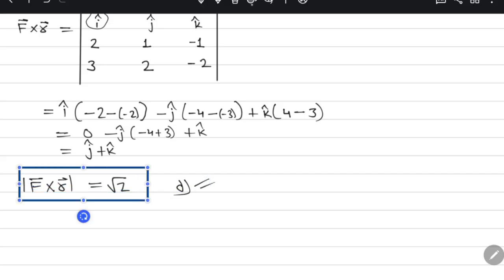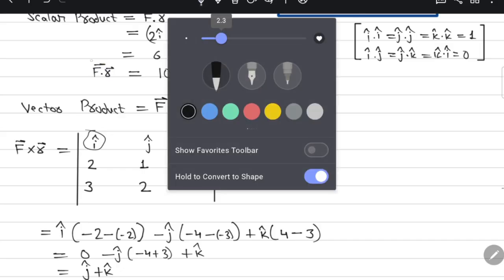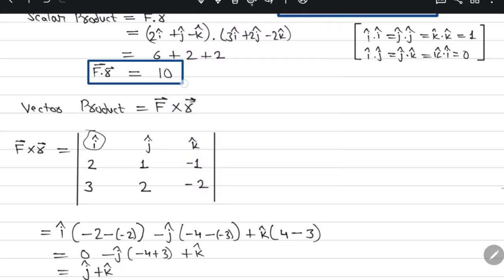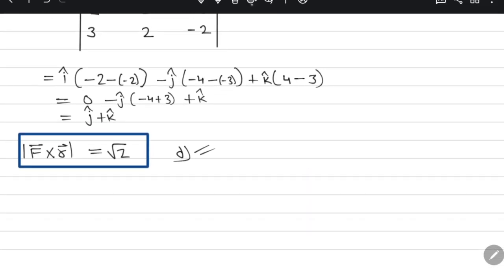Understand now? Scalar product and vector product, you already know all these things. This is F vector dot R vector, this is scalar product, and this is vector product. Understandable now? This is fine now. I think these are enough. I mean, it is a half hour video, so that you do not feel bored and you can easily sort out all the PYQs.